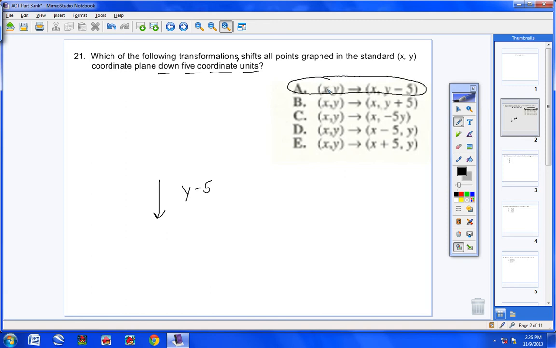It's saying if I take my standard point (x, y) and I subtract 5 from the y value, notice we didn't do anything to the x, so it did not move to the left or the right. If I subtract 5 from the y value, that means I went down 5 coordinate units. So they're testing you here on your ability to visualize the coordinate plane and know what the x and y values do and which axis is the y and which axis is the x.